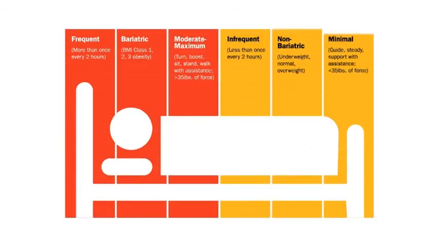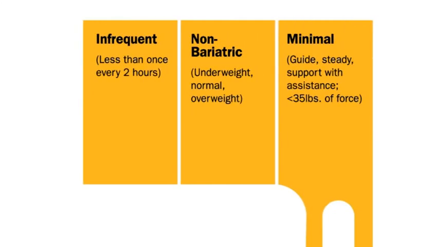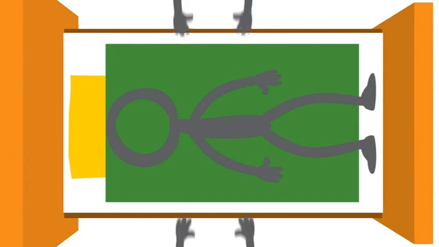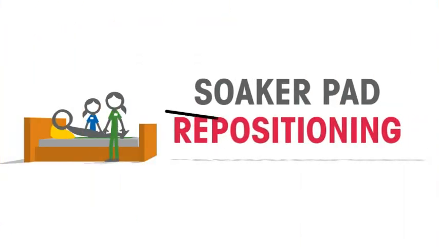For repositioning tasks, which may be repetitive, you will require a mechanical lift and sling for any situation that requires more than 35 pounds of force, or if the client is bariatric. For less than 35 pounds of force and a client who is not bariatric, friction pads or slider sheets can be used for repositioning. A soaker pad should not be used for repositioning. If a soaker pad is required, it should be placed on top of the friction pad or slider sheets.